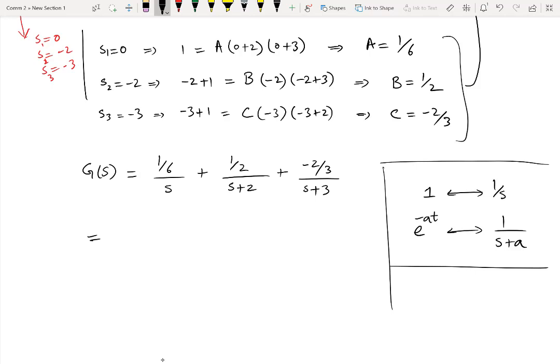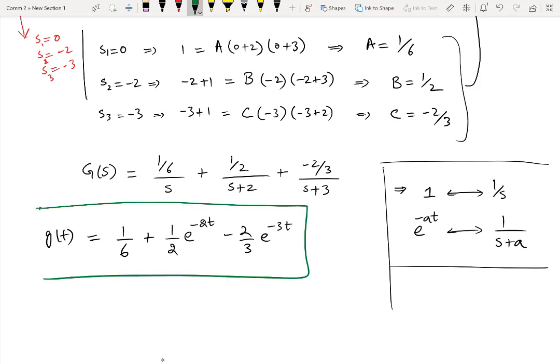So for the first term, we will use this particular transform pair, and the answer would be 1 by 6. Let's say we call it g(t) in time domain. And for the second one, 1 by 2 is constant, and in place of a we will write 2, so it will be 1 by 2 e raised to power minus 2t. And for the third one, minus 2 by 3 is constant, and a is equal to 3, so it will be e raised to power minus 3t. So this is the time domain response, or the impulse response of this particular plant or system.